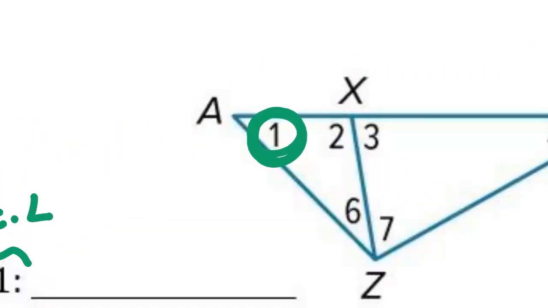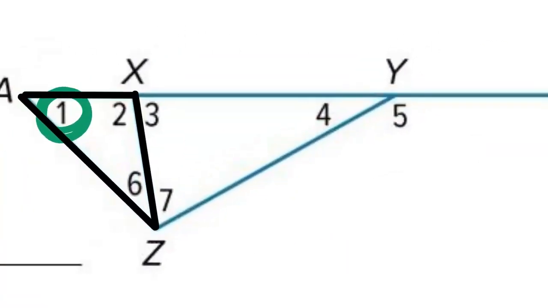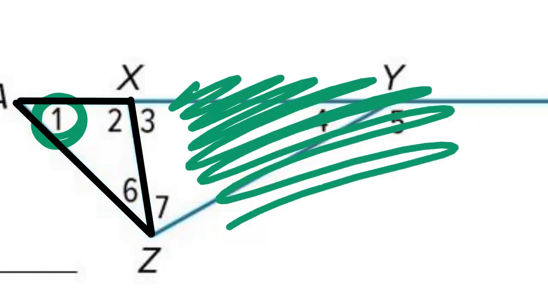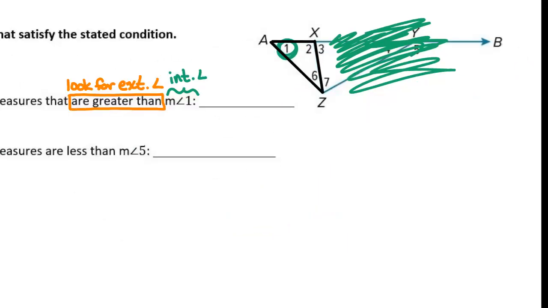When I look at angle 1, I see that it's inside of 2 different triangles. Look at these one at a time. First one I see is this triangle right here. So I'm going to pretend that I can't see any of the rest of this. I want an exterior angle so that it's bigger than angle 1. Well, what is an exterior angle to this black triangle that I just went around? Angle 3.